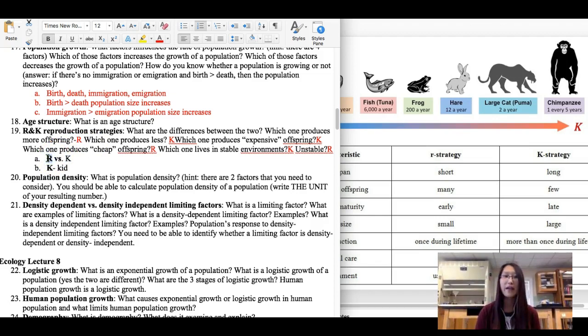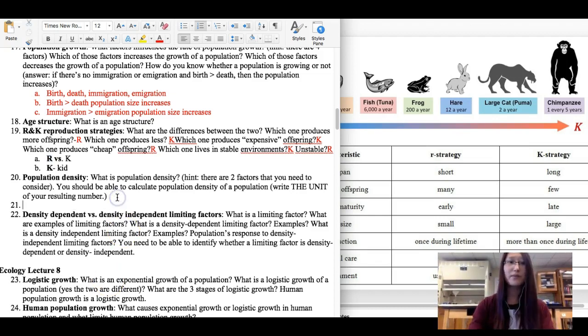They have hundreds of eggs produced every time a fish reproduces, and the fish also reproduces a lot more frequently than a human being. The next one is population density. Remember, with population density, there are two factors that you need to consider. You need to consider how many individuals are in this population, and then you also need to consider how much space this population is taking up. So what is the population's density?